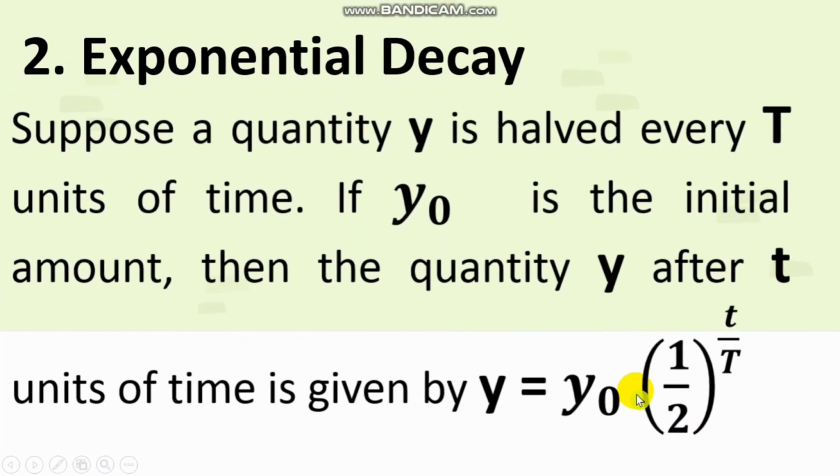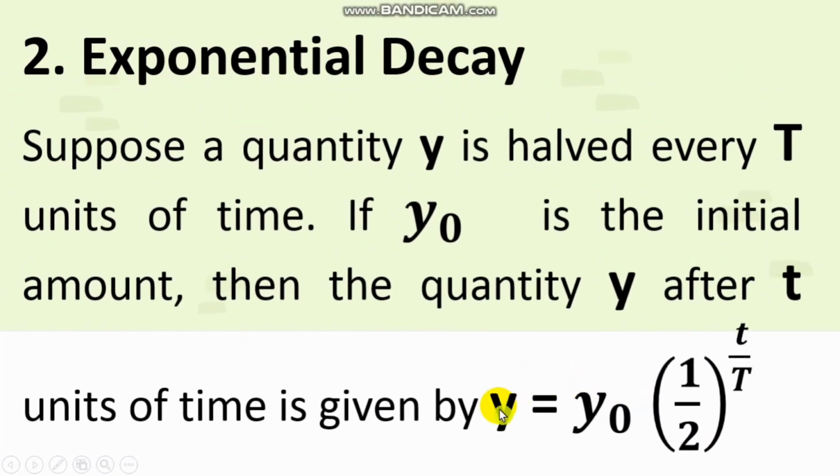Kanina kasi ay exponential growth. Ibig sabihin, dumodoble or nag-i-increase yung population. Dito naman, since the word decay, ibig sabihin nagdi-decrease yung population. So, suppose a quantity y is halved. Ibig sabihin, yung ating subject ay nangangalahati or nagdi-decrease yung kanyang population every t units of time. Okay? Kada specific time. Okay?